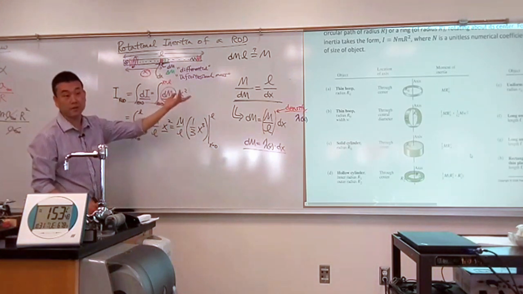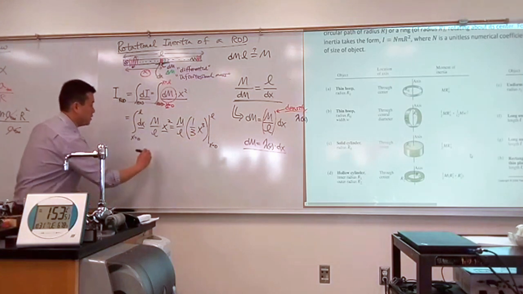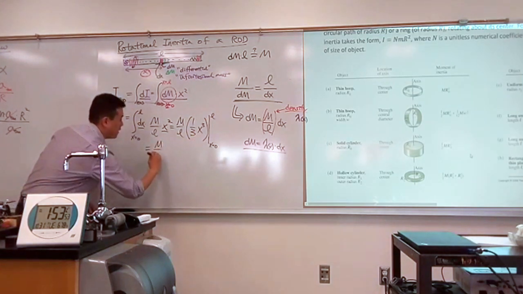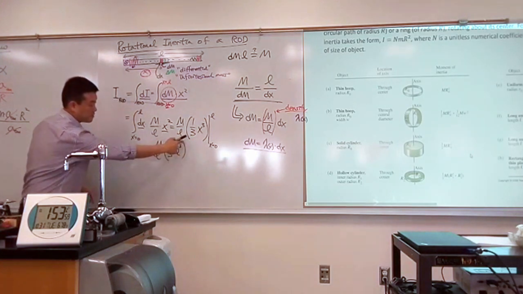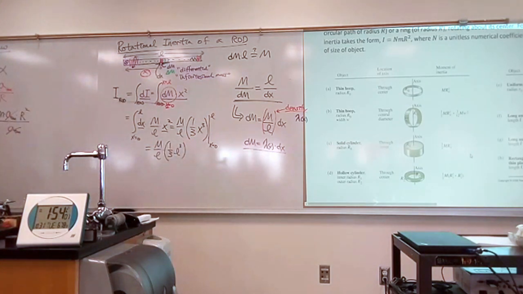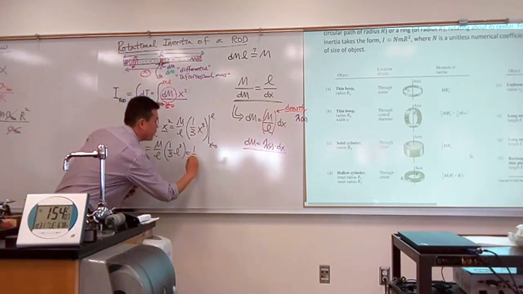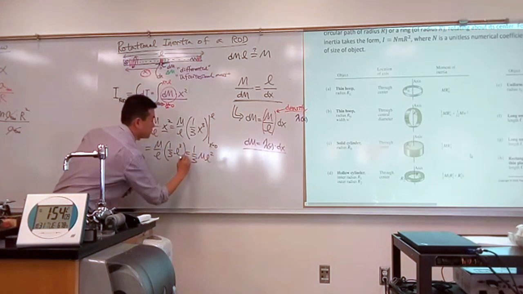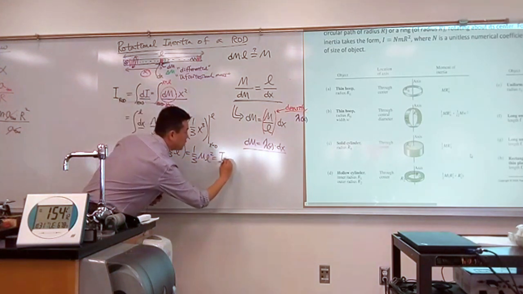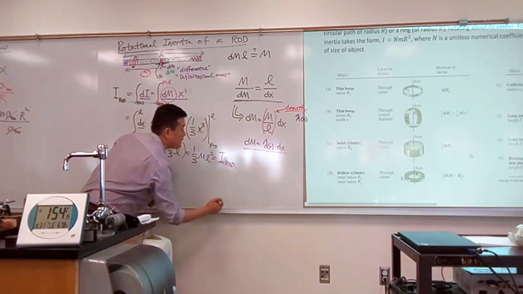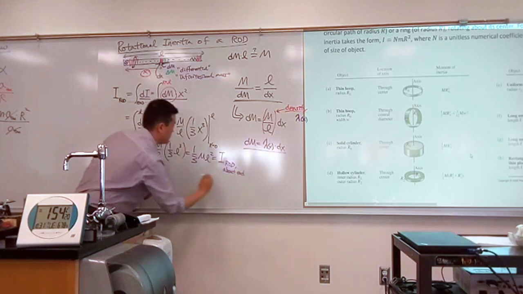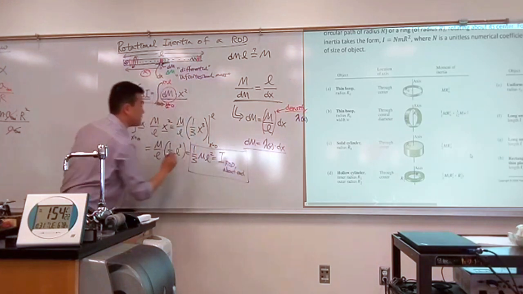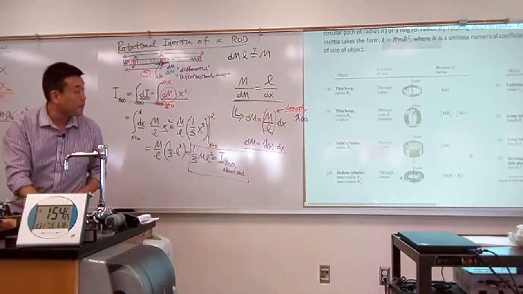So let me plug this in. When I plug in 0, I get 0, so I'm just going to get what I get with the L. Here I'm going to get m over L times 1/3 L cubed. This L will cancel out one factor, so you will end up with 1/3 mL squared. This is the rotational inertia of the rod when it's spun about one of the two end points. And this is one of the formulas that you would see in this formula sheet.